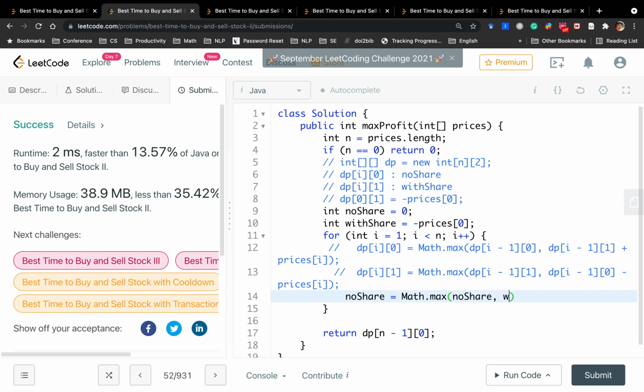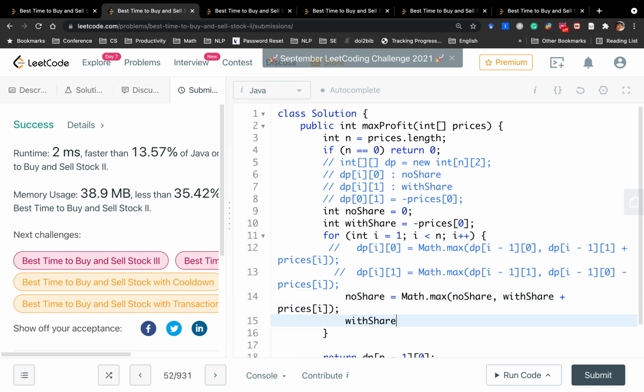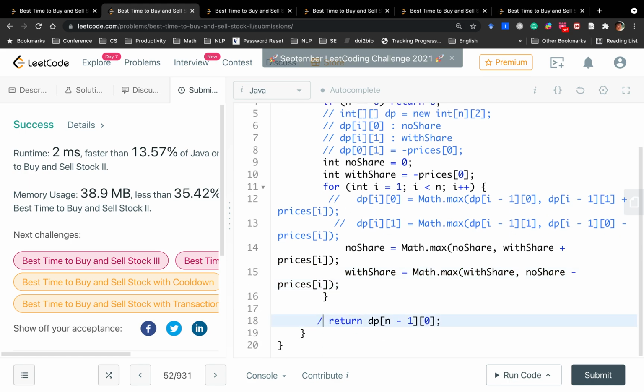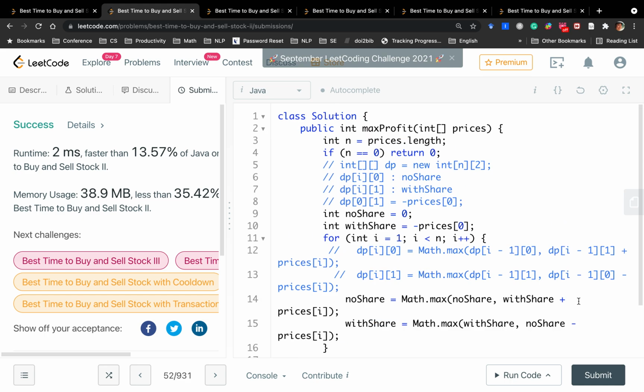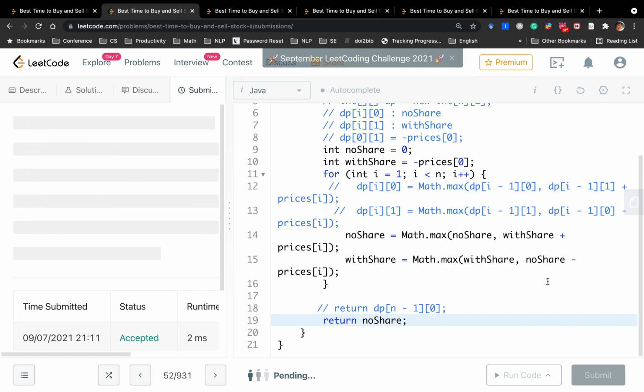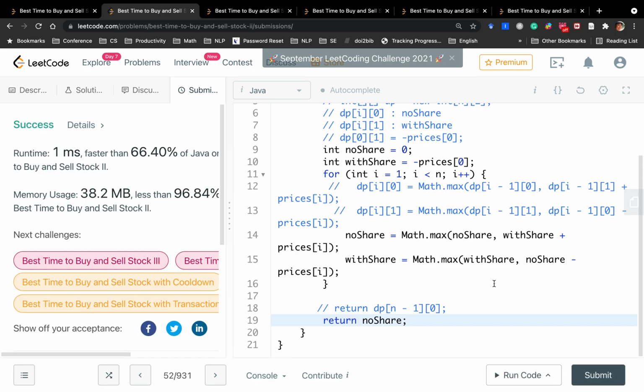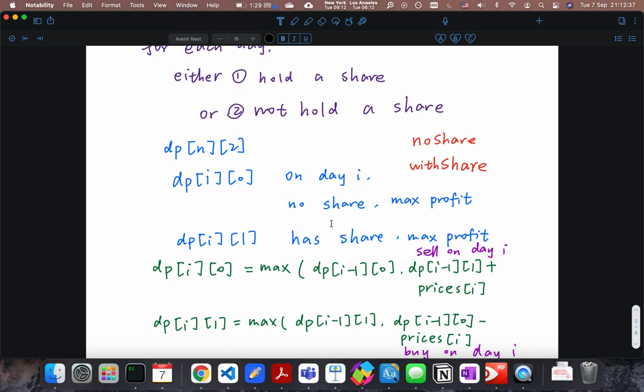yesterday no share, or yesterday with share, and today we sell it, so we profit price is I. Or today with share, and yesterday no share, and we buy a share today, so we minus price is I. And in the end, of course, the max profit should exist when we have no share, right? No share. Okay, that's for this question.